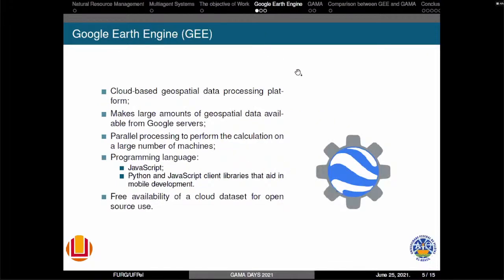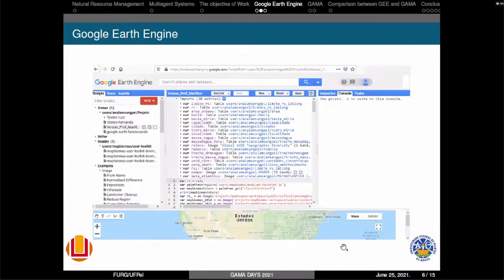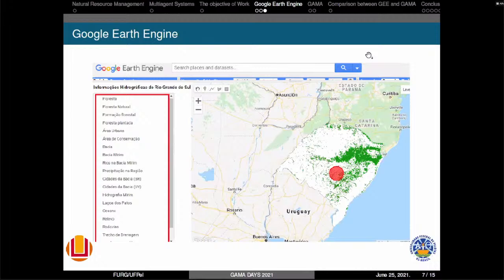Google Earth Engine is a cloud-based geospatial data processing platform that makes a large amount of geographic data available from Google services. It uses parallel processing to perform calculations on a large number of machines. The programming languages are JavaScript and Python. It is freely available, with code and data for open source use. This picture represents the main interface of Google Earth Engine. It represents information from the hydrographic watershed in Rio Grande do Sul, Brazil.